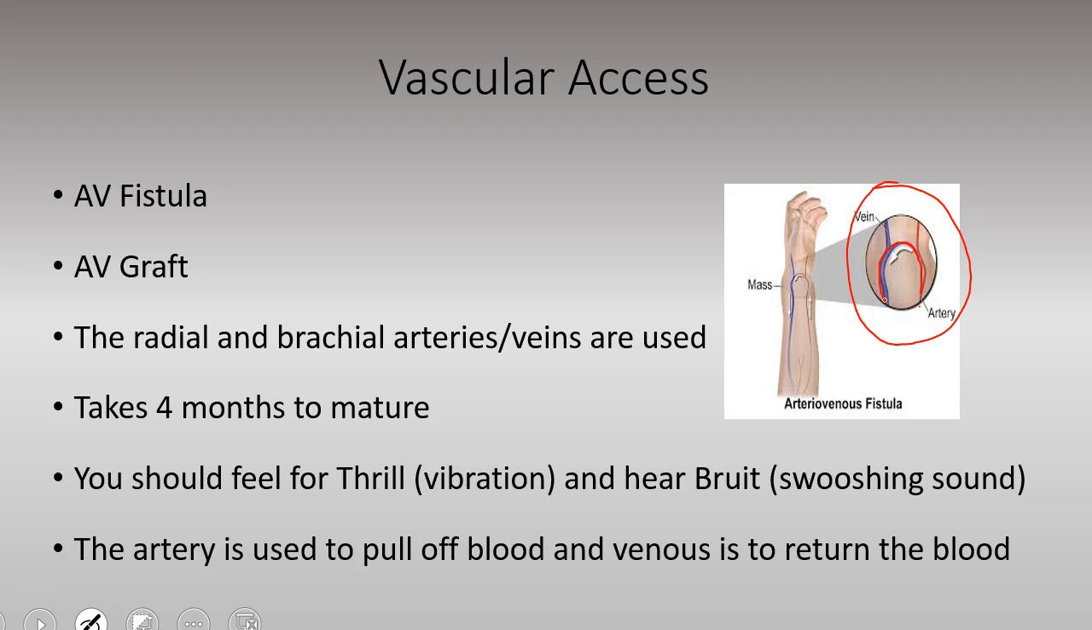There are two needles. One will go into the artery, one will go into the vein. The artery will produce the blood to go into the machine, and then once the machine filters all the blood, it will put it back in through the vein. But with that AV fistula and that AV graft, for your assessment, you will feel a thrill, and you will hear a swishing sound, which is the bruit.